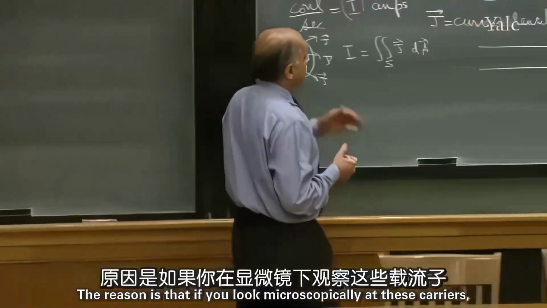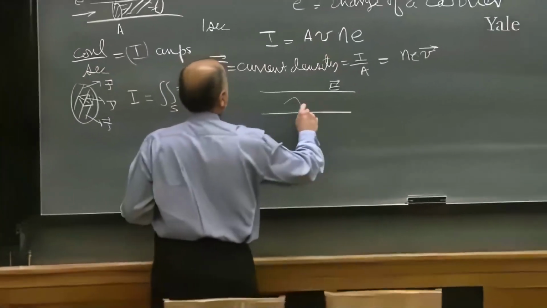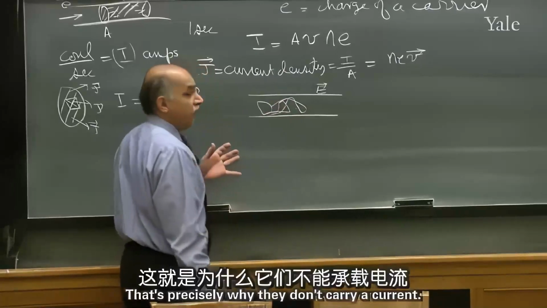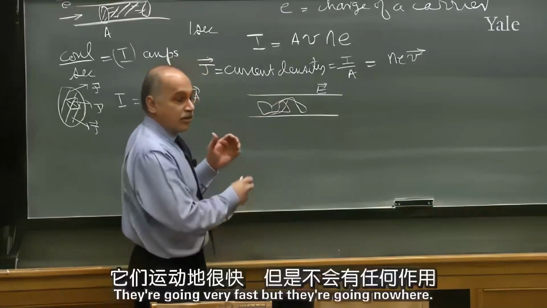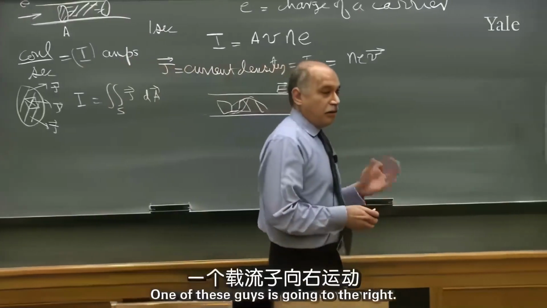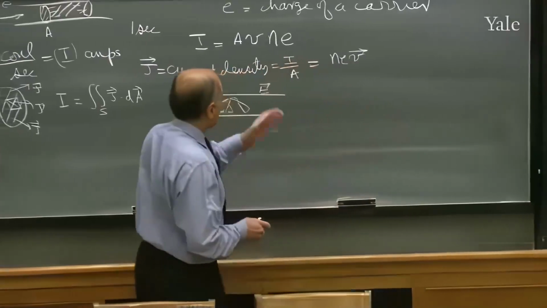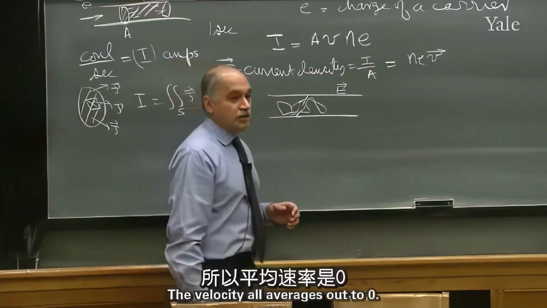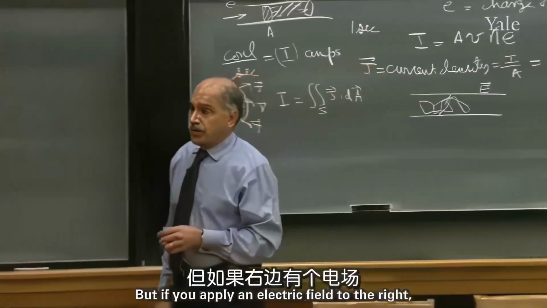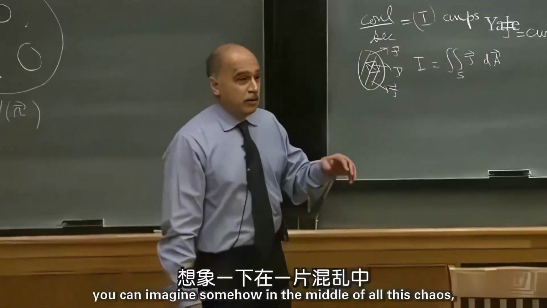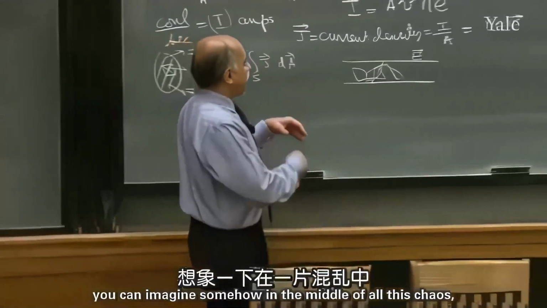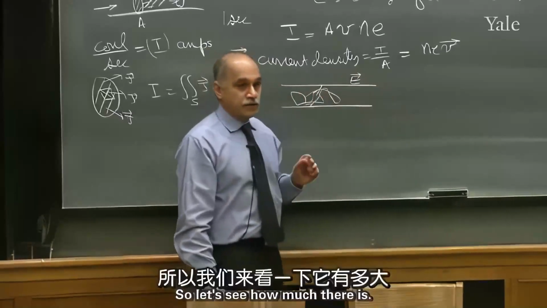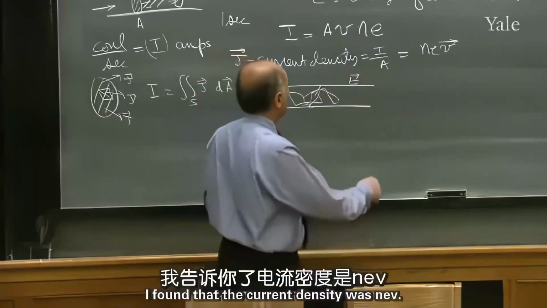The reason is that if you look microscopically, these carriers are all going like crazy in all directions. That's precisely why they don't carry a current. They don't have a common direction. They're going very fast, but they're going nowhere. One guy is going to the right. For every one going to the right, there's one to the left, one going northeast, then one going southwest. The velocities all average up to 0. But if you apply an electric field to the right, you can imagine somehow in the middle of all this chaos, there'll be an overall tendency to drift to the right. So let's see how much that is.